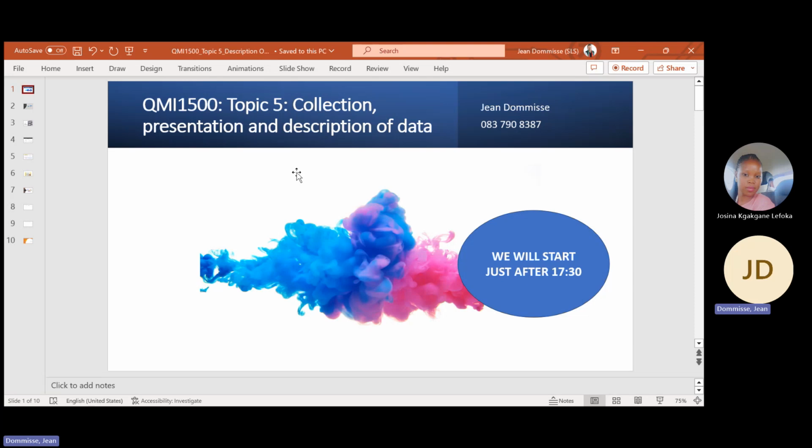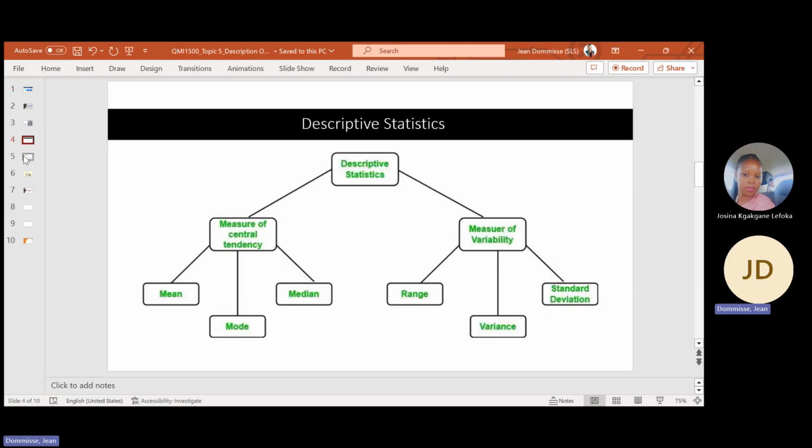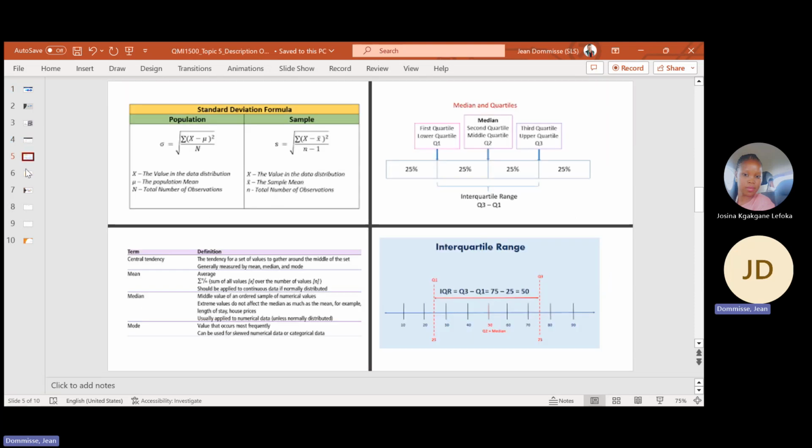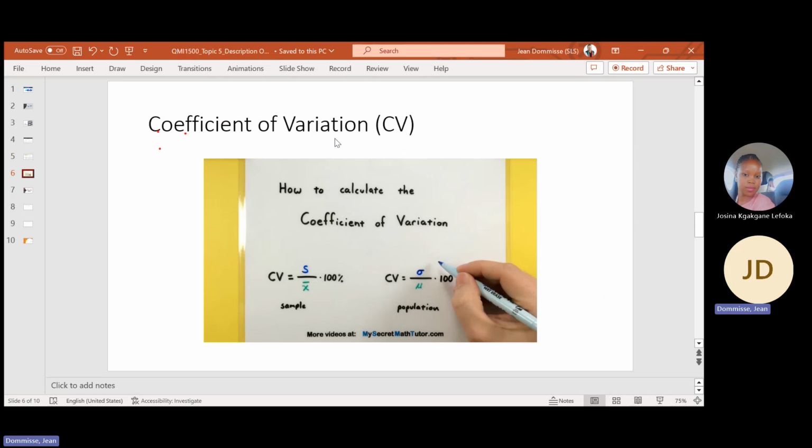Basically, we're going to look at how to work out quartile one, how to work out quartile three, and to subtract those two so that we can get the interquartile range. And then we're also going to look at, I just want to get the name of it again, I think the coefficient of variation. So we're going to look at that as well.